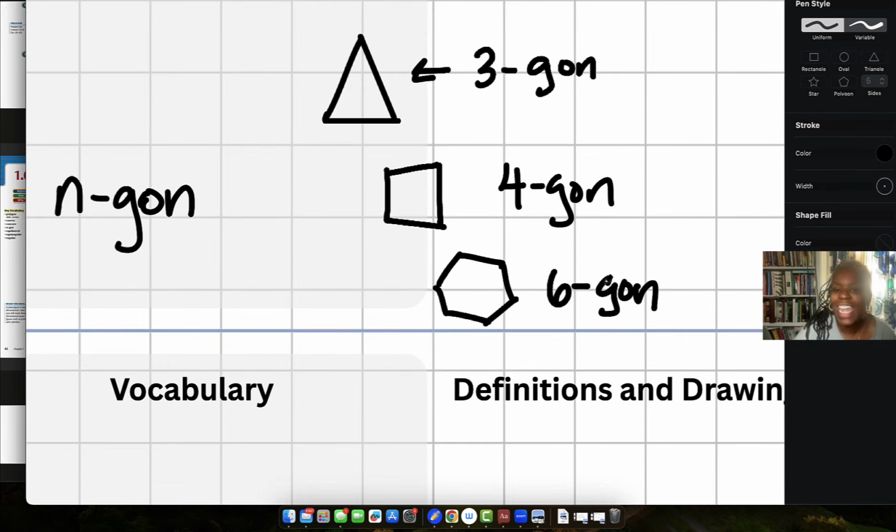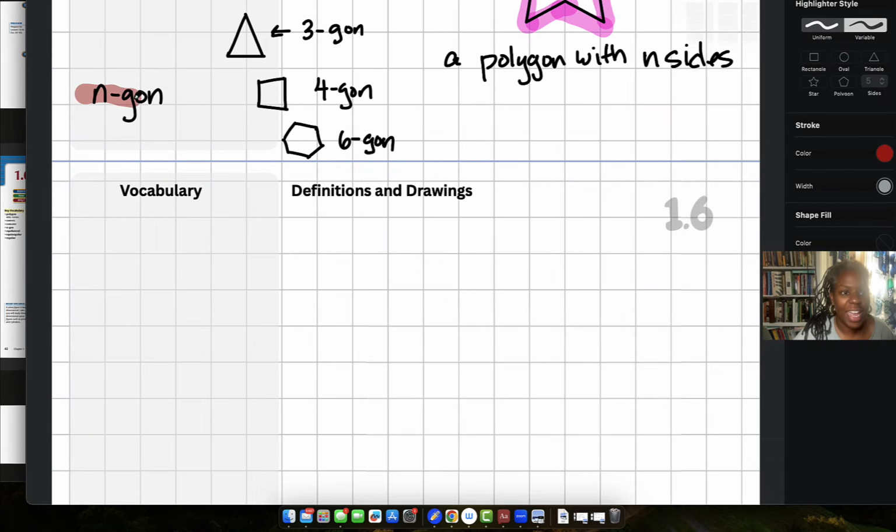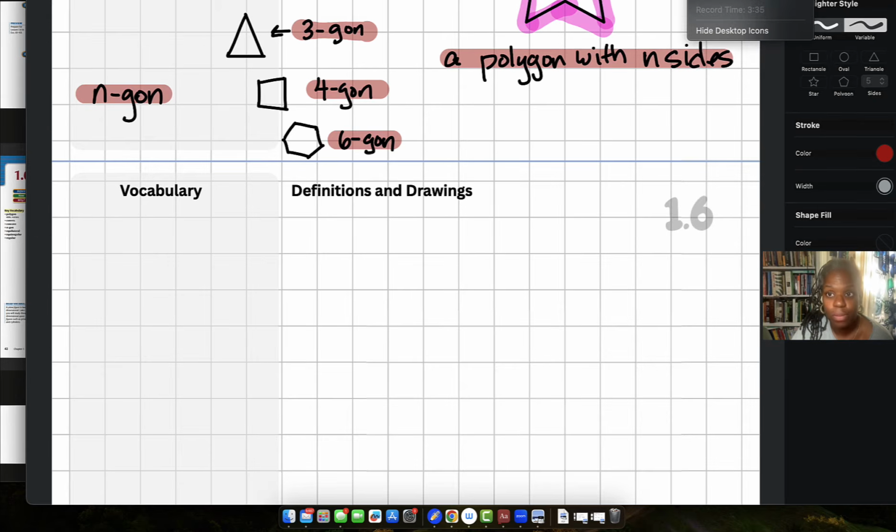I know we've got names for these guys, right? But n-gon is our way of talking about a polygon with n sides. I'll write that down for us. So an n-gon is a polygon with n sides. If I had a 3-gon, that's a polygon with 3 sides. A 4-gon is a polygon with 4 sides. A 6-gon is a polygon with 6 sides. N is a variable, so that means that that number can vary or change.